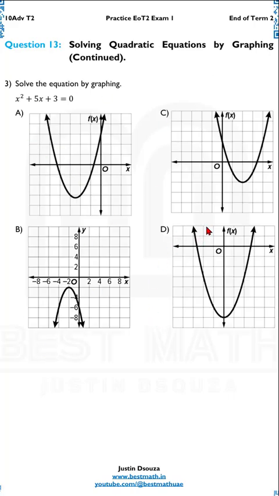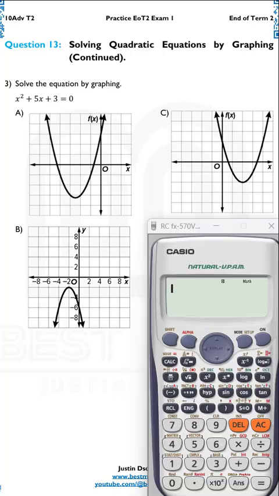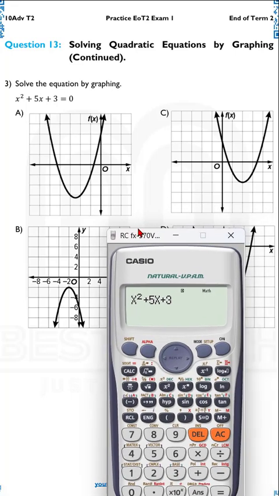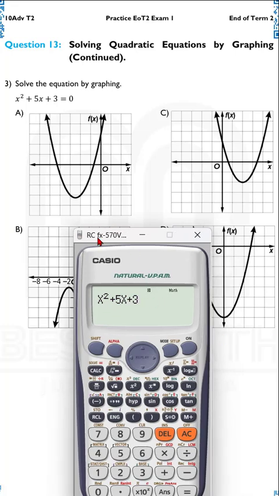And these problems about graphing can be easily solved in a calculator as well. For this method, all you need to do is type it out. Type the given equation, x squared plus 5x, and then plus 3. Now you need to look into all the four options. At 0, it is somewhere over here. All have different values at 0.